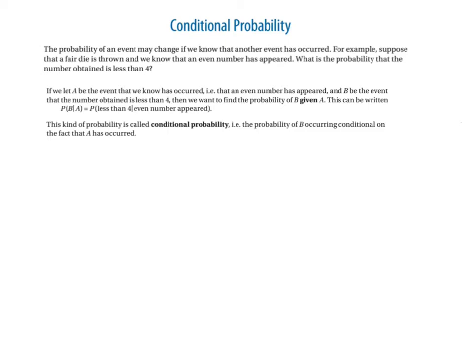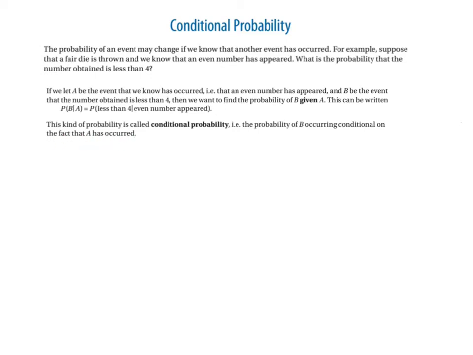So if we let A be the event that we know has occurred, i.e. that an even number has appeared, and B be the event that the number obtained is less than 4, then we want to find the probability of B given that A has occurred. The way we write this is the probability of event B given that A has already happened. So for this particular example, it's the probability that it's less than 4 given, this is what this line means, given that we already know that an even number has appeared. And as I said, this is called conditional probability, because the probability of B occurring is conditional on the fact that A has already occurred.